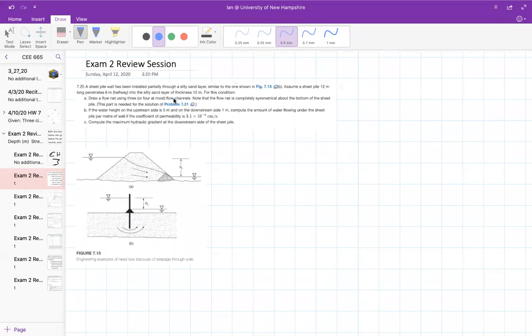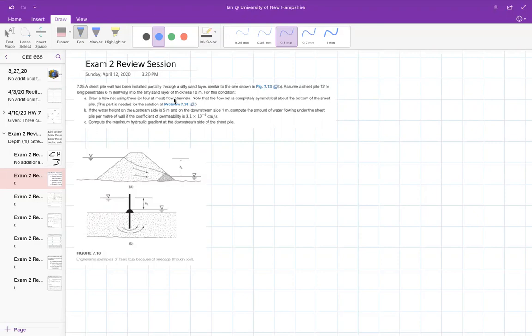So we got this problem. We have a sheet pile wall that has been installed partially through a silty sand layer, similar to the one shown in figure 7.13. Assume a sheet pile 12 meters long penetrates 6 meters, or halfway, into the silty sand layer of thickness 12 meters. For this condition, we need to draw the flow net using 3 or 4 at most flow channels.